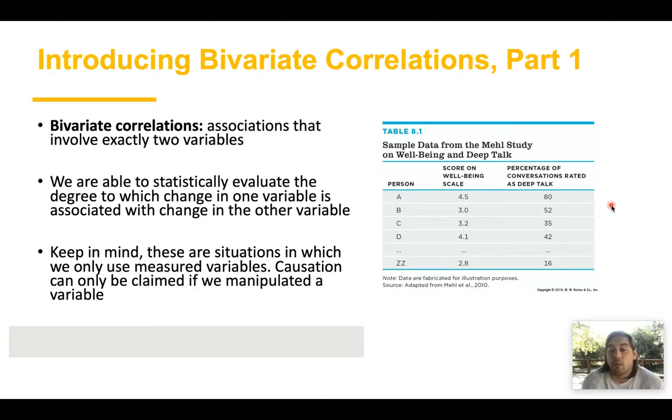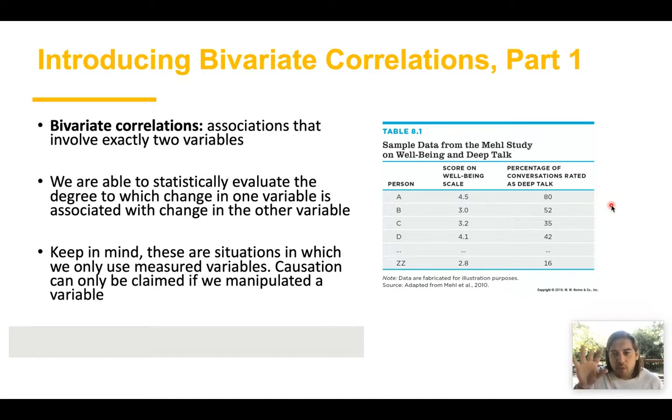The percentage of a person's conversations rated as deep talk. And if we have these data, we could ask the question, is well-being associated with percentage of conversations rated as deep talk? Such that we might be able to make the claim that the more people engage in deep talk, the higher their well-being, right? Or the more that people engage in deep talk, the lower their well-being. It could be the case that talking a lot about serious matters makes you depressed because serious stuff is depressing. Or it could be the case that talking about serious stuff makes you feel better.